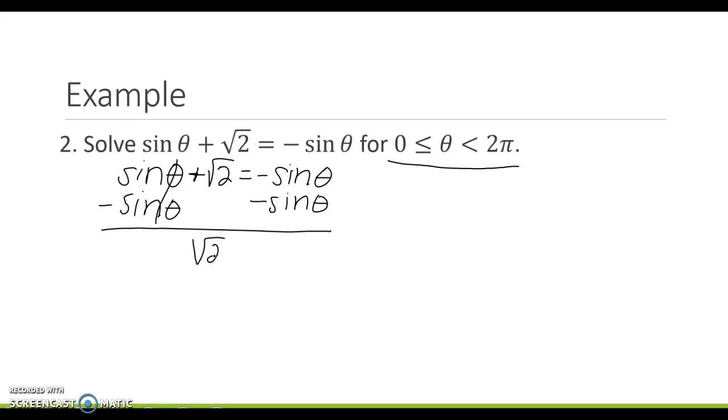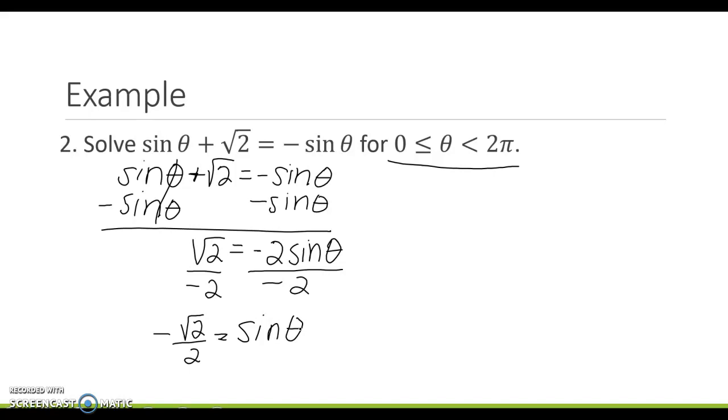So I get square root of 2. Negative sine plus a negative sine is going to give me negative 2 sine of theta. We're going to divide by that negative 2, and we get negative square root of 2 over 2 equals sine of theta. So we isolated our trig function first. Now we're going to solve for theta, that's our variable, and we're looking at where does sine give me negative square root of 2 over 2.